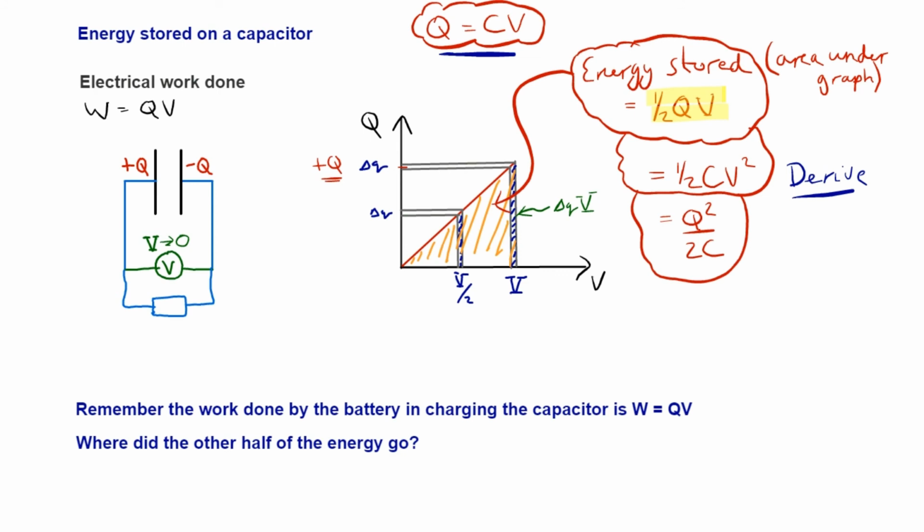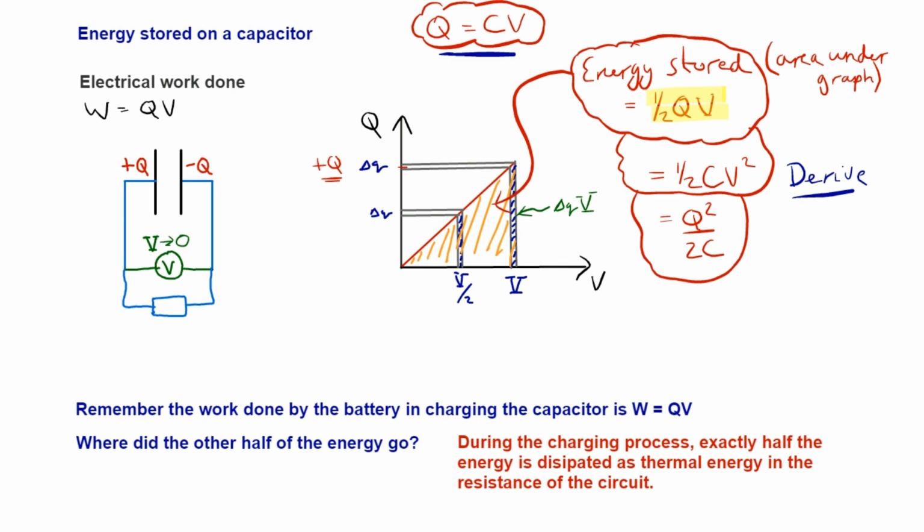It turns out that exactly half of the energy is dissipated in the circuit, because during the charging process current is flowing, and so energy is dissipated in the resistance as current flows through it. It's not obvious why it should be exactly half, but there we are. It's worth bearing in mind, because questions sometimes refer to the difference between how much work the battery has done and how much energy is stored on the capacitor. Great, so try out one or two of the questions. It's very common that in a question you'll be asked to find the energy stored on a capacitor.